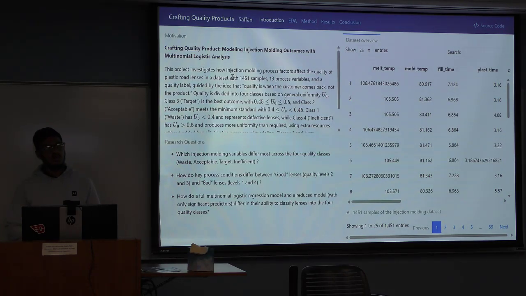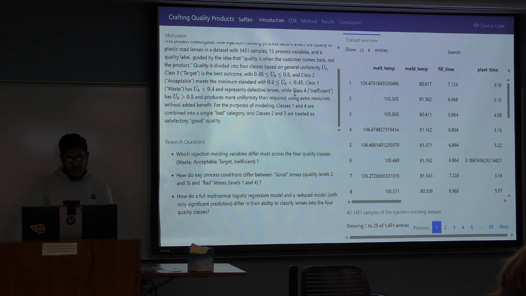Introduction. Here the product is road lenses, which we use for traffic lights, road signals, and pavement paths to protect us from safety hazards. There are 13 predictors and one response variable, and I'll be talking about 4 different quality class categories. The 13 process variables relate to an ordinal category of quality class.